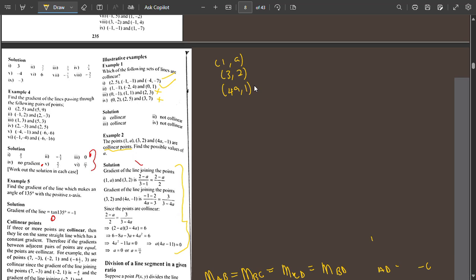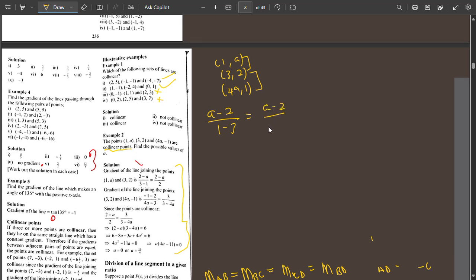If these points are collinear, then their gradients are supposed to be the same no matter what pair you take, right? So let's take the first pair, then the next pair, get equations for them, solve the equations, and find a. If I take the first pair, then the gradient becomes a minus 2 over 1 minus 3.